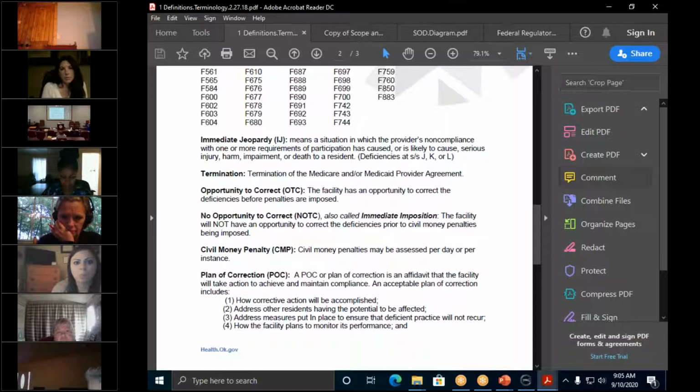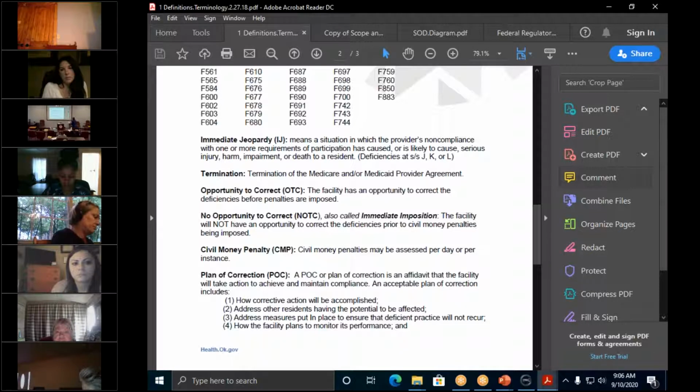Now, if it was one instance and it didn't happen again, and maybe they even corrected it, maybe it's a per instance. So sometimes we'll go in and we'll find past non-compliance. We've had past non-compliance IJs even, that there was an IJ at the time, but the facility gathered the wagons and they got everybody on board, they trained the staff and they fixed it, but it still happened and it shouldn't have happened. And that's when it would be a past non-compliance IJ. And so the fine will be just for that instance that it happened. So it'd be per instance.